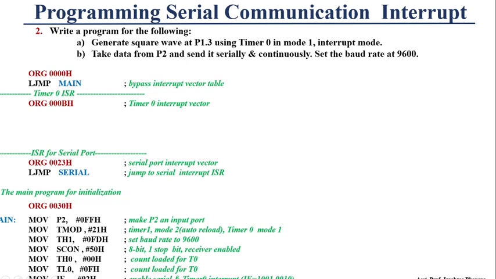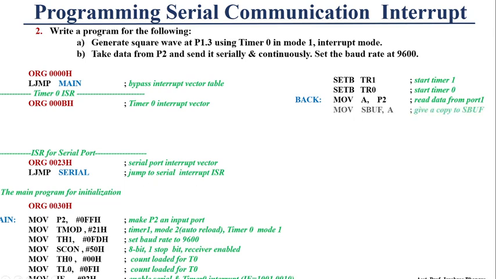Now start timer 1 for the baud rate to transmit data serially, and start timer 0 for square wave generation. After starting both timers, get data from port 2 and load it to the accumulator using the instruction MOV A, P2. Then we have to send this data serially, so load that data into SBUF to transmit it serially, and do it continuously. While doing this, we have to generate a square wave also. So wait for an interrupt.